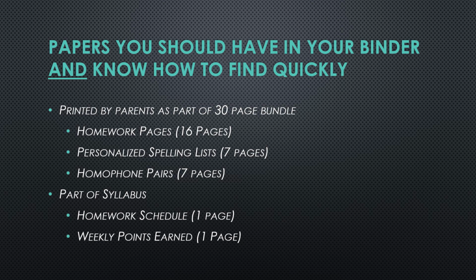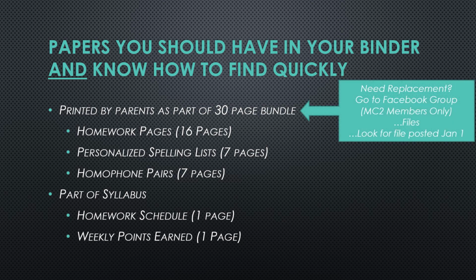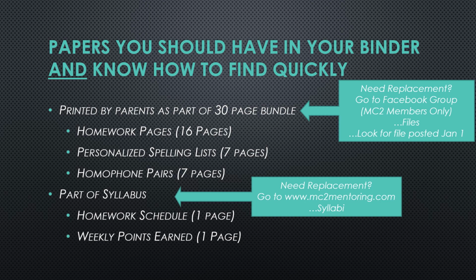We're going to go ahead and talk about each type individually, but if you do need to know where to get replacements, for the 30 pages your parents printed, you just need to go to the Facebook group, and your parents can find that under the Files section. And for the 2 parts of the syllabus, you need to go to www.mc2mentoring.com and go to the syllabi section.